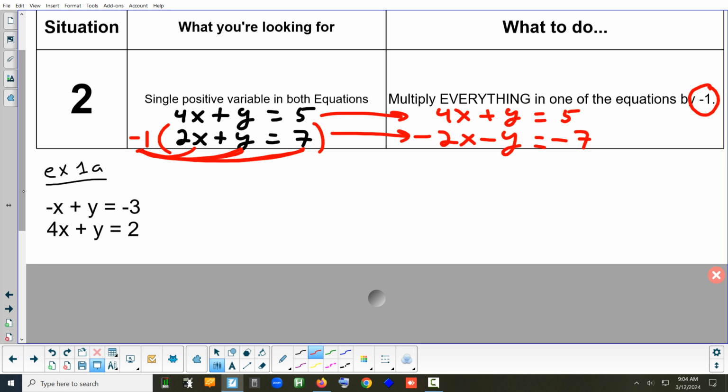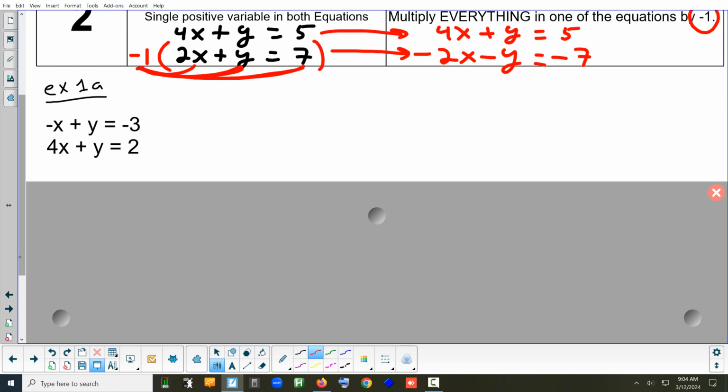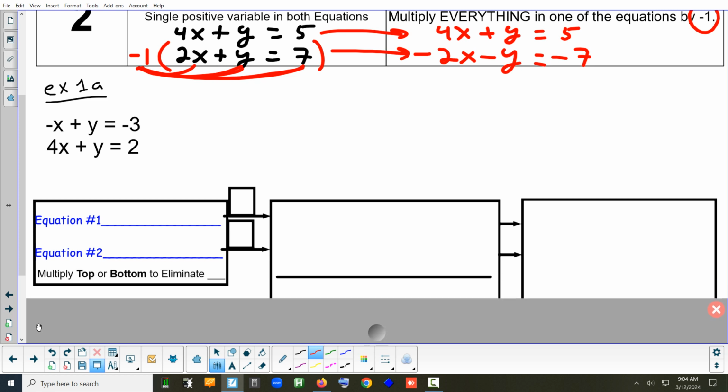All right, so you want to pick the top one or the bottom? Top. Okay, so we're going to multiply everything in the top by negative 1. So let's put this in our template now so we can start to organize what we're going to do. Before we write them in the box, they have to be lined up: x's, y's, and then the number. Are both of these equations in the right order? Yes. So we can copy them down right here. So x plus y equals negative 3, and 4x plus y equals 2.